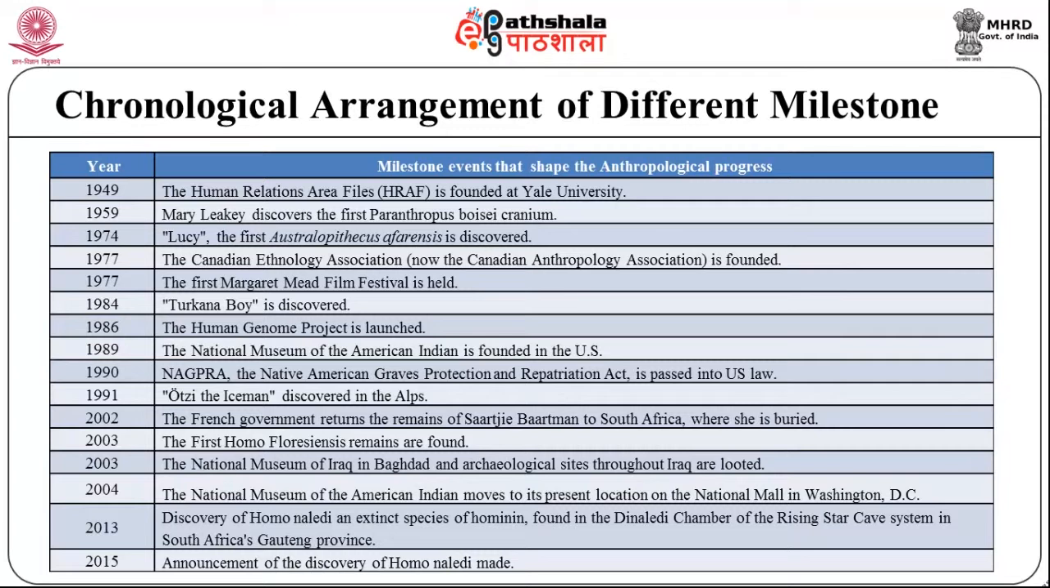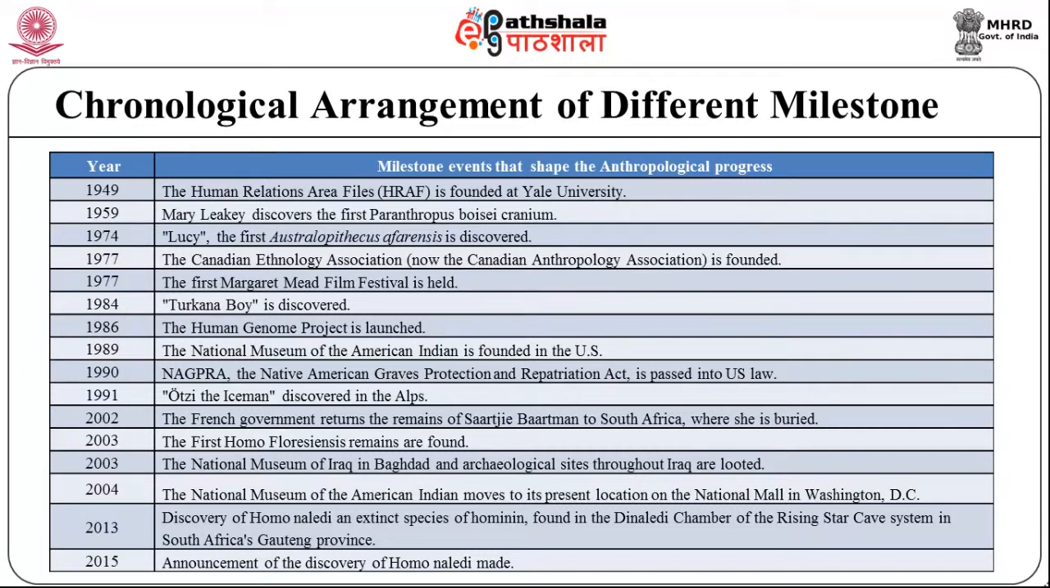Later in 1959, Mary Leakey discovered the first Paranthropus boisei cranium. In 1974, Lucy, the first Australopithecus afarensis, is discovered. In 1977, the Canadian Ethnology Association, now the Canadian Anthropology Association, was founded, and the first Margaret Mead Film Festival was held. In 1984, Turkana Boy is discovered. Turkana Boy is the common name of Homo erectus fossil KNM-WT 15000, a nearly complete skeleton of a hominin youth who lived during the early Pleistocene.